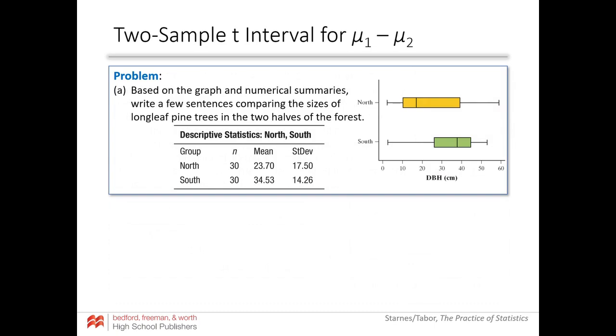Part A says, based on the graph and numerical summaries, write a few sentences comparing the sizes of longleaf pine trees in the two halves of the forest. So we're just going to be using our distribution, talking about shape, center, and variability. So what can you say about the shape of each of them, the center of each of them, and the variability of each of those?